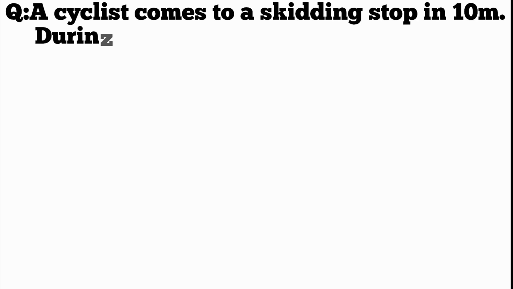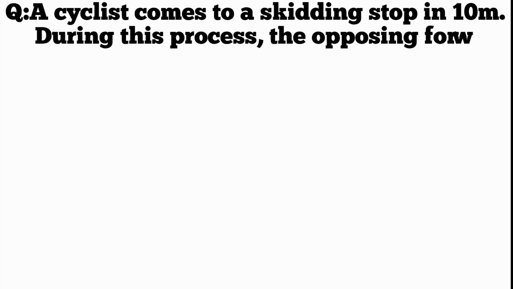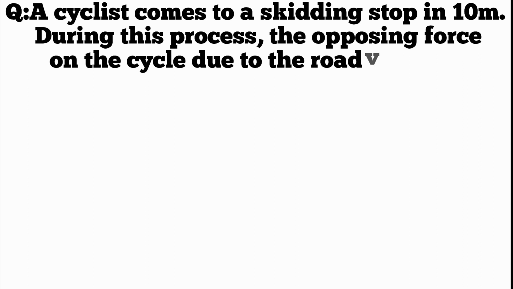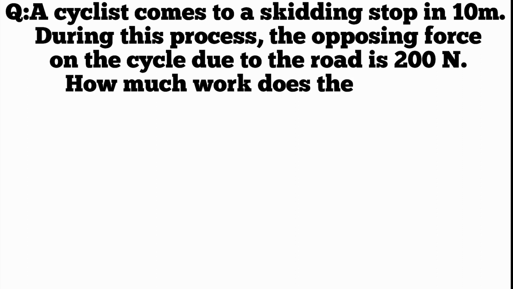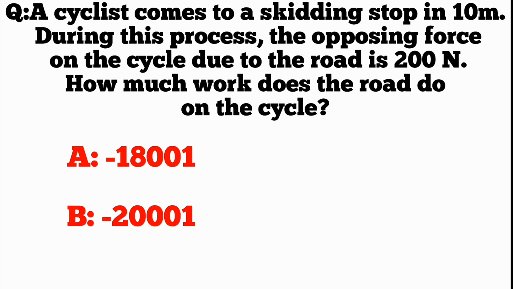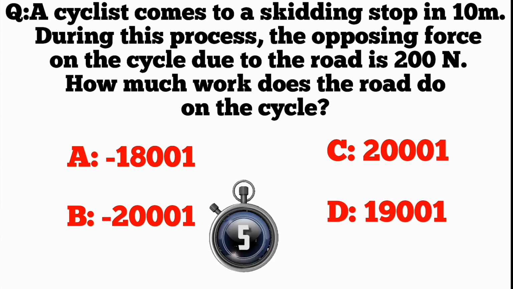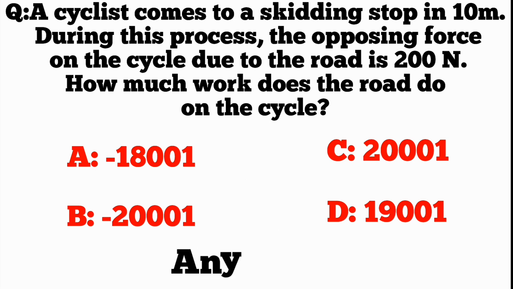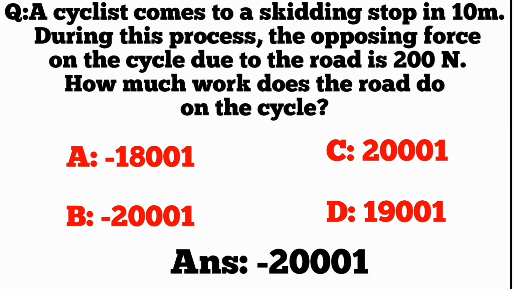Q. A cyclist comes to a skidding stop in 10 m. During this process, the opposing force on the cycle due to the road is 200 N. How much work does the road do on the cycle? A. 180 J. B. Minus 2000 J. C. 200 J. D. 1900 J. Answer: Minus 2000 J.